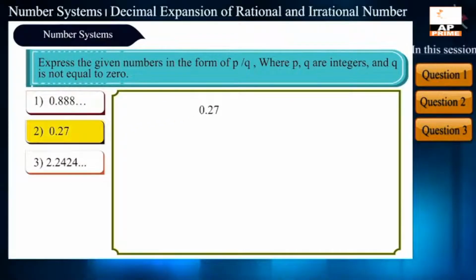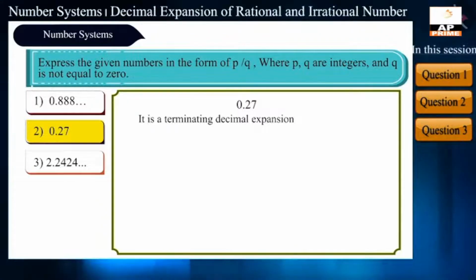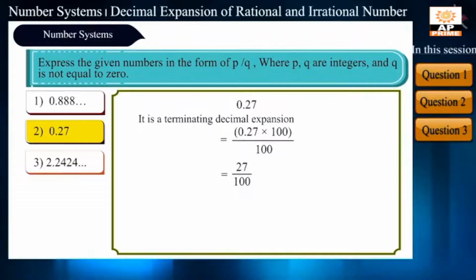Friends, let's take the second number, 0.27. It is very easy to write it in the form of a fraction. This is a terminating decimal expansion. There is no repetition of any number or group of numbers. Here, because there are only 2 numbers after the decimal, we will multiply by 100 and divide by 100. And now we will get 27 by 100, which is the fraction form of this number.